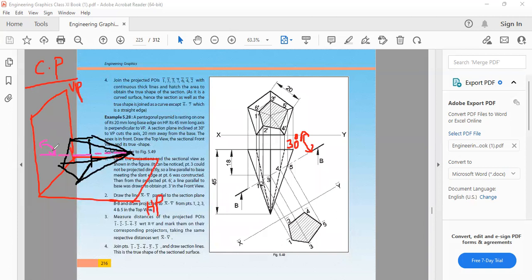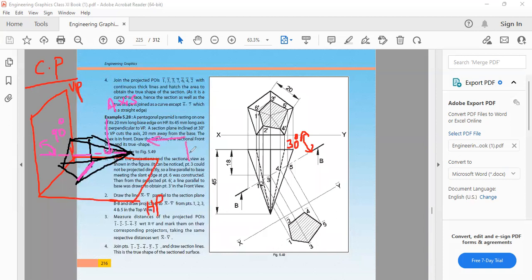Axis is perpendicular to VP, correct? Yes, sir. So here the pentagonal pyramid is resting on one base edge on HP, and this center line is my axis. This axis line is 90 degrees, perpendicular to VP.